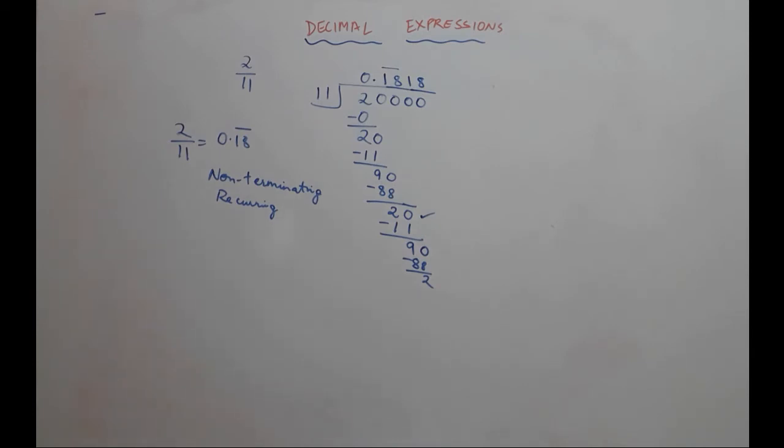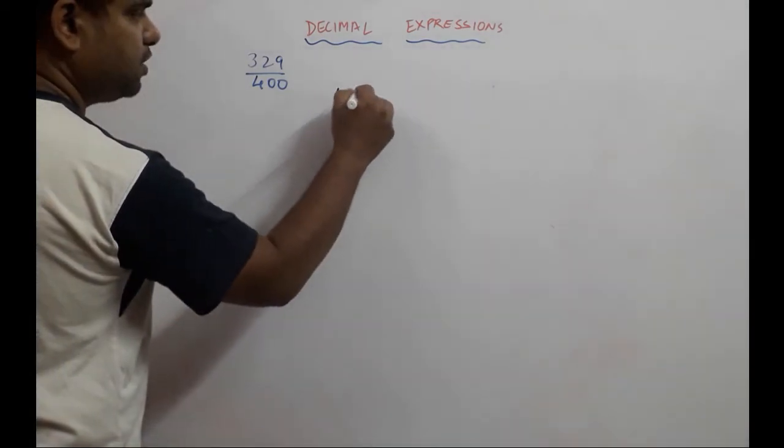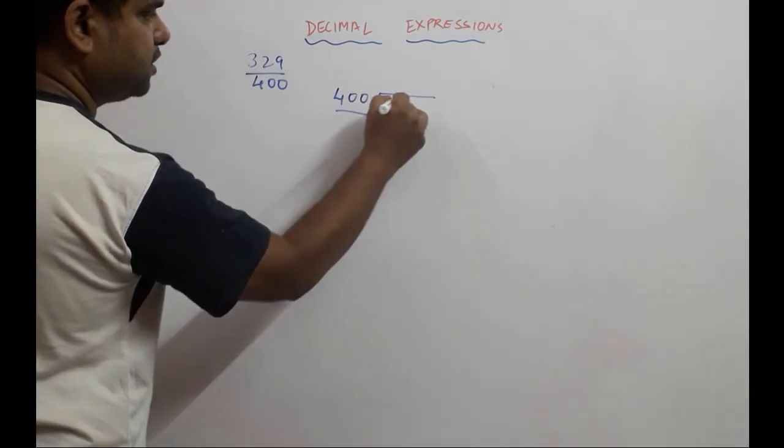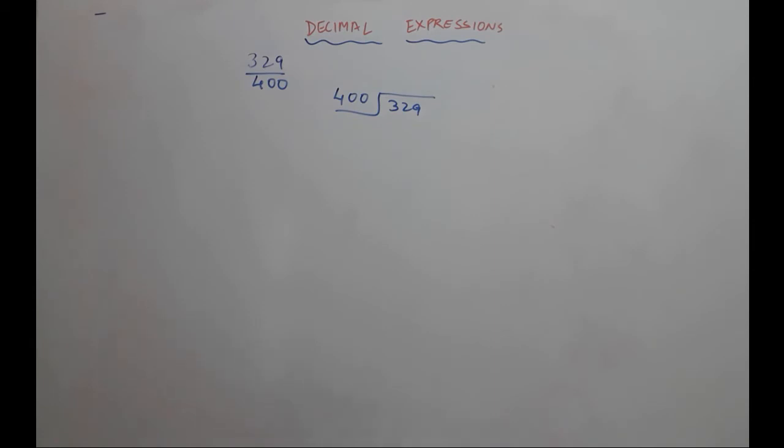Let's move to our final problem of this video before we switch to different types of problems in rational numbers. 329 upon 400. Okay. So once again we go to divide 329 by 400. Now it looks like a big number, but in reality it is an easy problem. Let's see how we can simplify this problem.